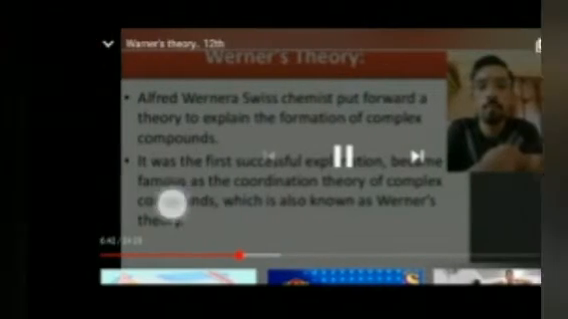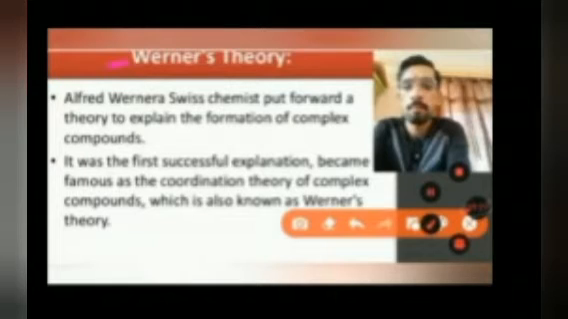After that we have learned about Werner's theory, which was given by Alfred Werner. He was a chemist. He put forward this theory to explain the formation of complex compounds. After that we have learned about his postulates, which tell that the central metal will be surrounded by two valencies, that is primary and secondary valency.